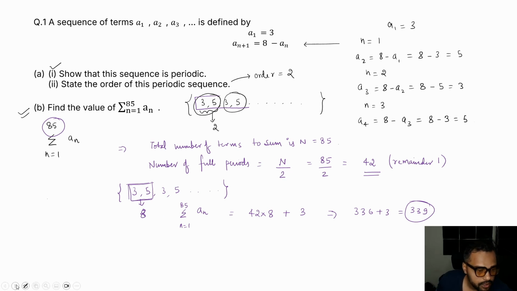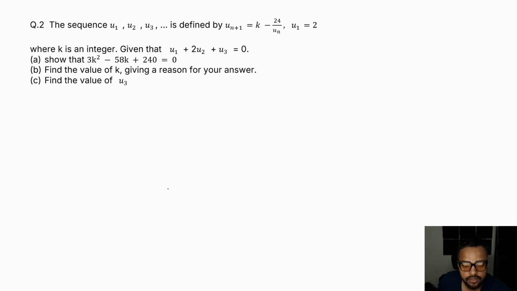Now let's move to the next question, student. They have given us a particular sequence in which they have given the relation, and they have mentioned the value here, that is u1 equals 2. So what we need to do is plug this u1 directly here.